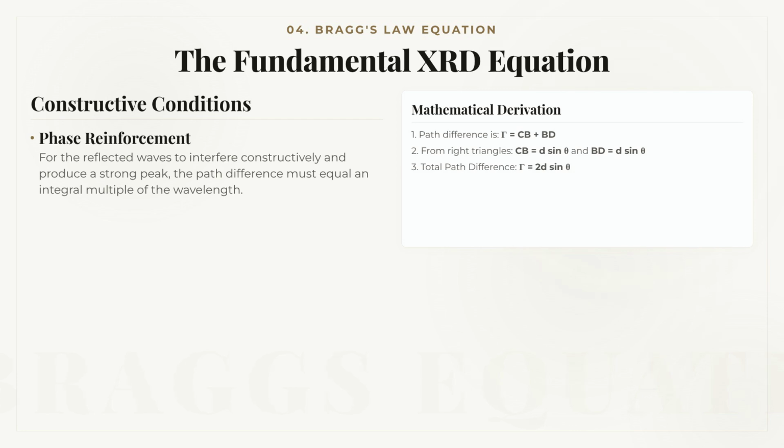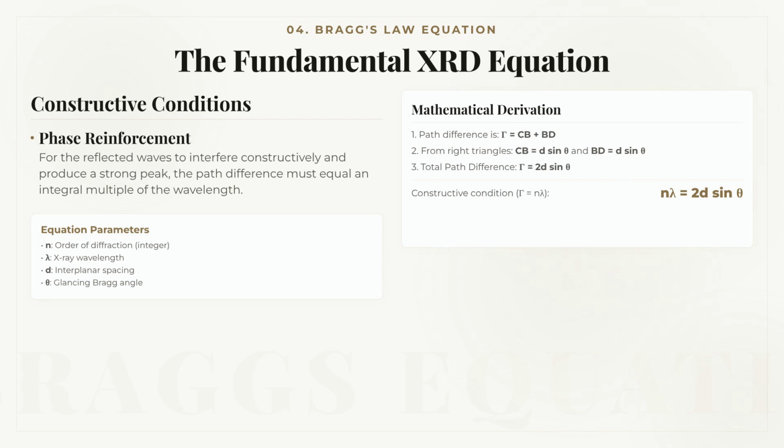Here, n is the order of diffraction, lambda is the wavelength of the X-rays, d is the spacing between adjacent crystal planes, and theta is the glancing angle, or Bragg angle. Bragg's law tells us the exact condition under which diffraction occurs. If the wavelength and diffraction angle are known, we can calculate the interplanar spacing. Similarly, if the crystal structure is known, we can determine the wavelength or diffraction angle. Thus, Bragg's law serves as a bridge connecting the geometry of the crystal with the diffraction pattern.